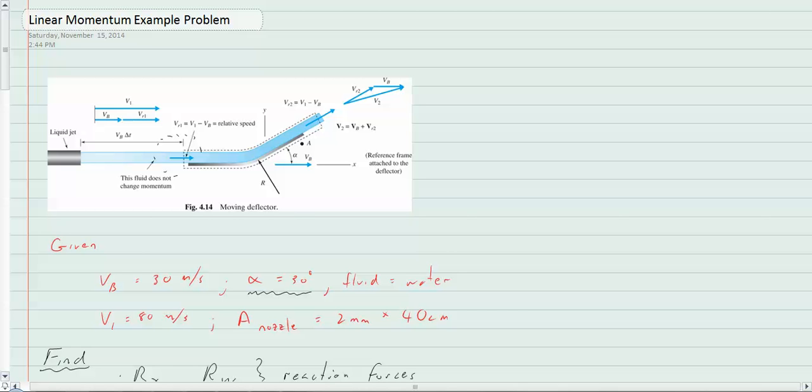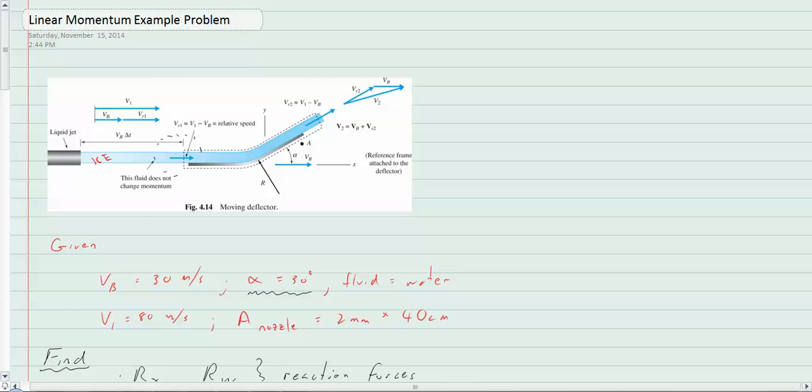Here's another linear momentum problem, but in this case we're going to have a moving blade. And a moving blade can happen whenever you are trying to convert the kinetic energy of this fluid into power.